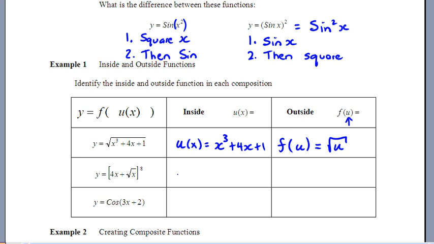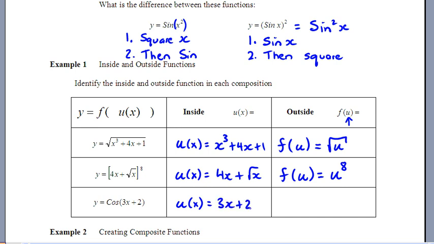The next one, the internal function, u of x, would be 4x plus root x. That's on the inside. And then operating outside of that, we have another function that's taking things up to the 8th power, so that would be that internal thing to the 8th power. This is going to happen a lot with trigonometry. Here I would say the inside function, the part that's happening first, is this operation 3x plus 2. Once you know the value of 3x plus 2, then you can do the cosine of that 3x plus 2. So the f of u here would be cosine of u.